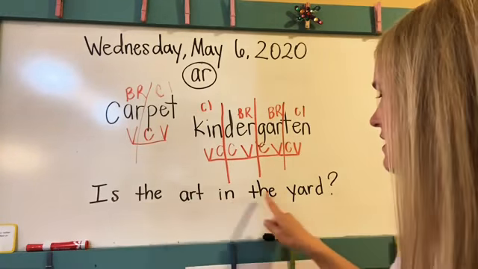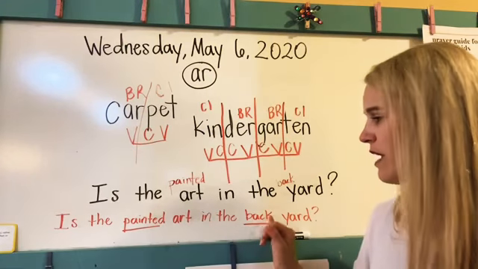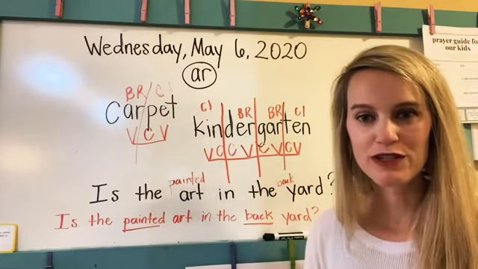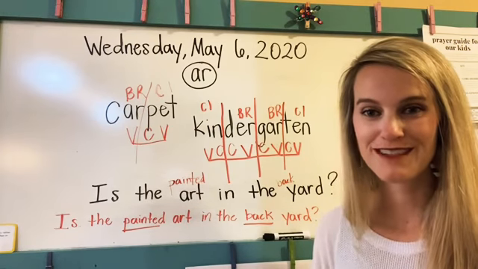Okay, this is what I came up with. Is the painted art in the backyard? Okay, so I just added two words, painted and back. And that gives me a more clear picture of what's going on in that sentence. And that's why we want you guys to have more detailed sentences.